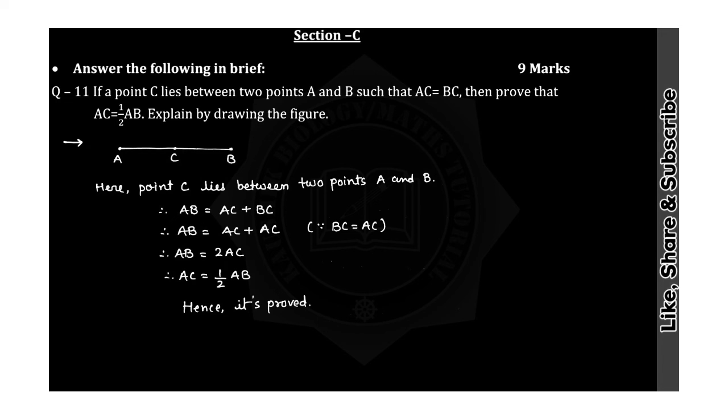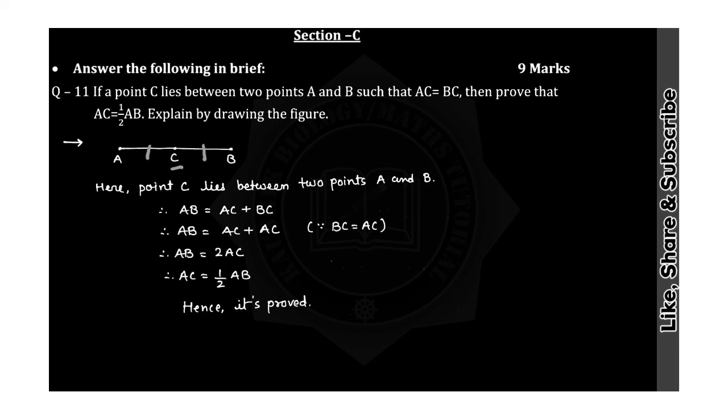So here, because your point C lies between A and B, the figure will be line segment AB and there is point C. That means A, C and B are collinear points where your AC is equal to BC, that is given. So here write down that point C lies between two points A and B.